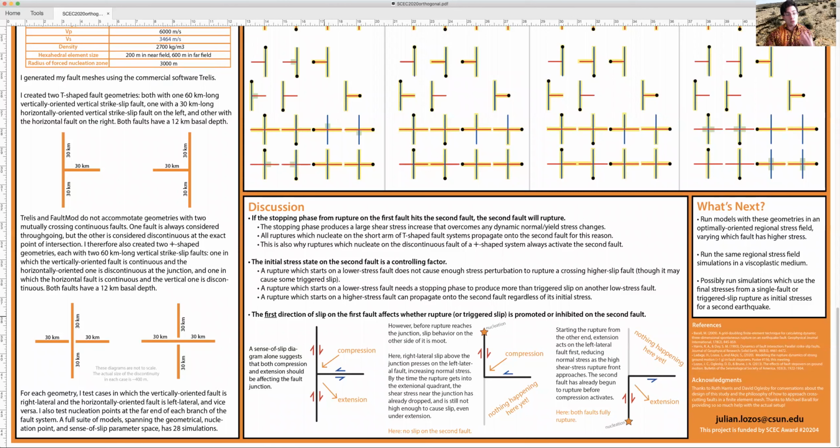The last thing is that the first direction of slip from the first fault makes a difference. So for example, in the case of a rupture that starts at the northern end of a right lateral fault, it's going to compress the junction. And that's going to increase the yield stress here really hard, so rupture isn't necessarily going to be able to go onto the second fault. By the time you get into extension here, the rupture front has already passed. Meanwhile, on the other hand, if you start here on the bottom, you get extension first. And that opens up this limb and allows the rupture to continue, even though you get compression acting on this fault later.